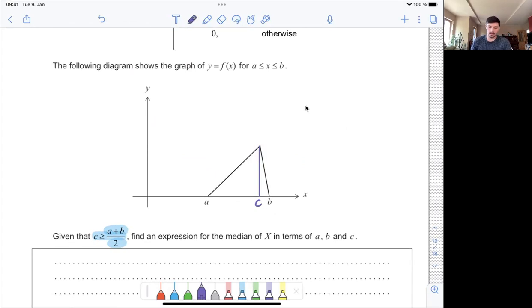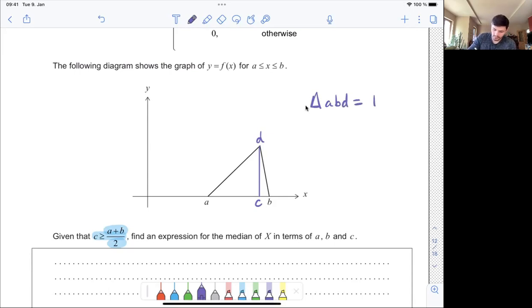Now, in order to find an expression for the median, we're going to have to split this triangle in half. Let's call the top of our triangle point D. Triangle ABD, the area will have to equal 1.